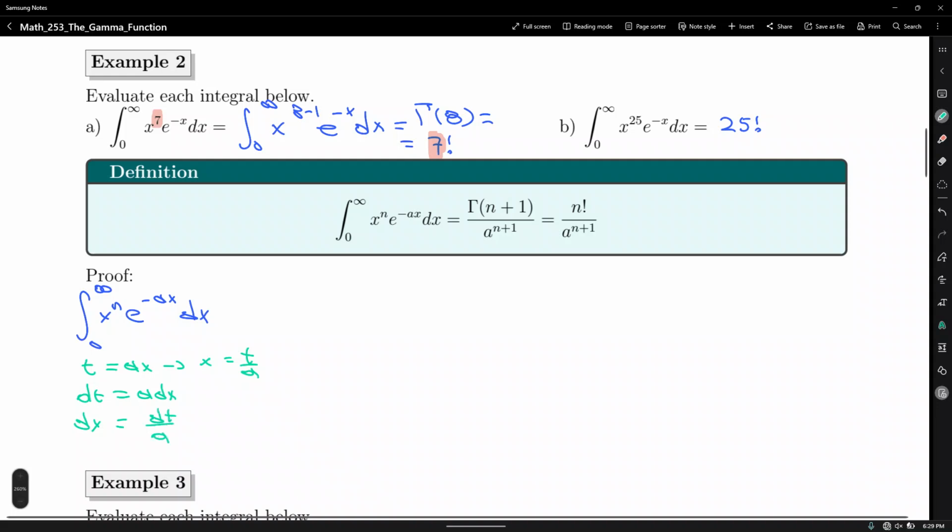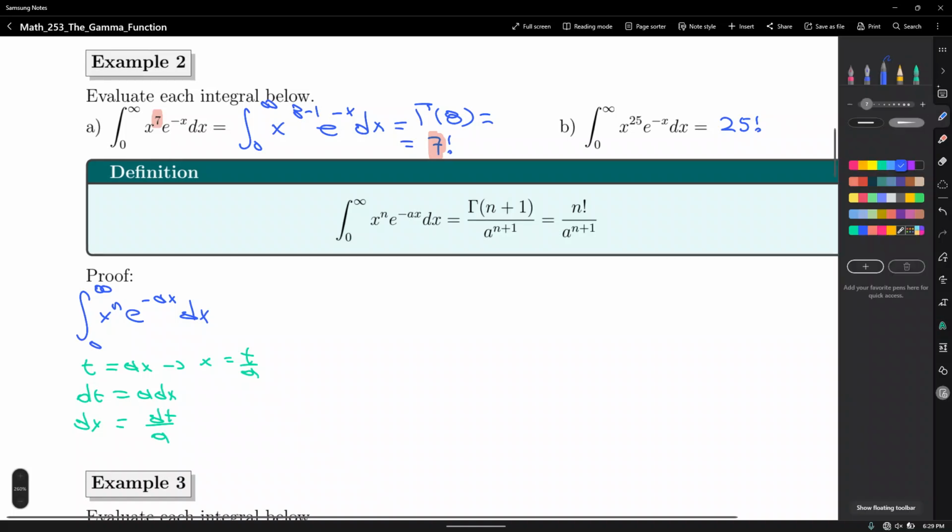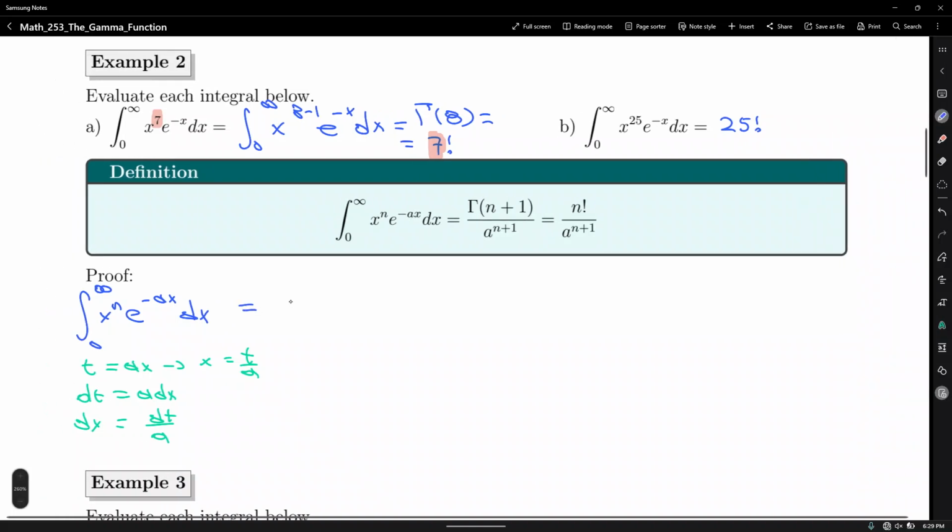So I'm going to replace this with the integral. I'm going to replace x with t over a to the n power, e to the, what's ax? Isn't that just t? Negative t. This way, guys, we can just have everything in terms of t. And dx is dt over a. All right. Okay, so what do we have here? From 0 to infinity.